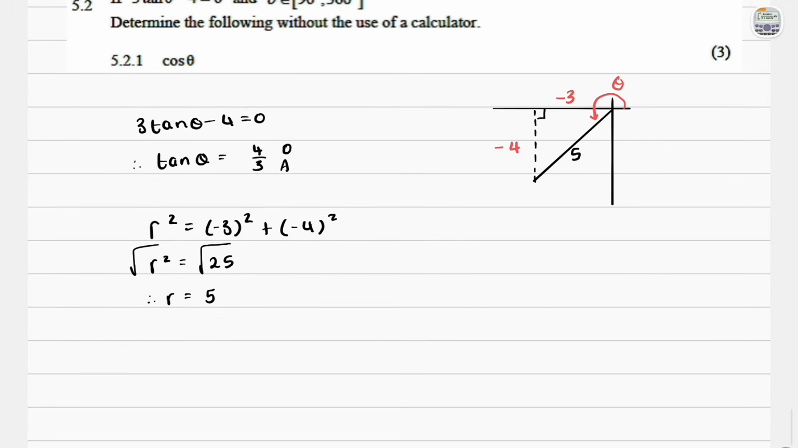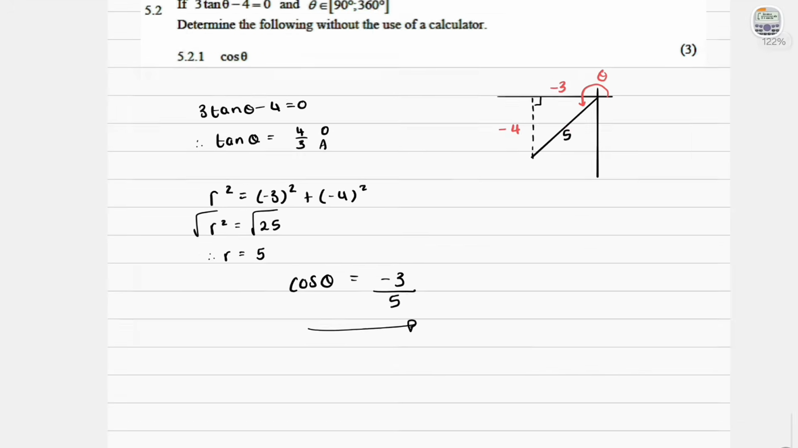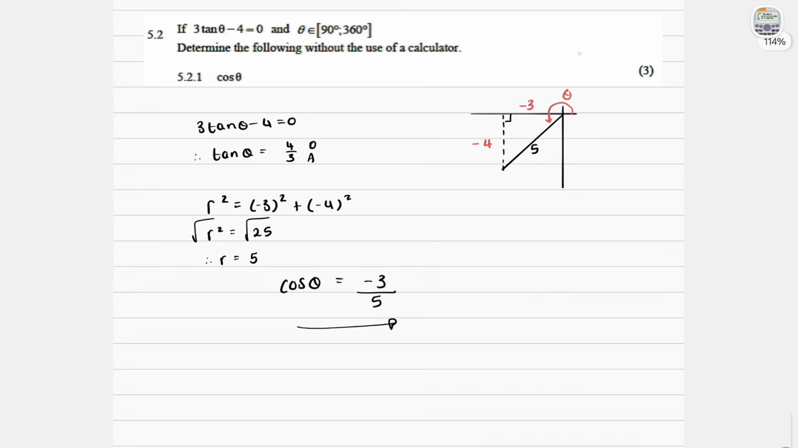Great. And now we can find the value of cos theta. So cos theta is therefore equal to, from SOHCAHTOA again, cos theta is adjacent over hypotenuse. So the side adjacent to this angle is negative 3 over, and the hypotenuse is 5. And that is our answer. Negative 3 over 5. Moving on to the next question.